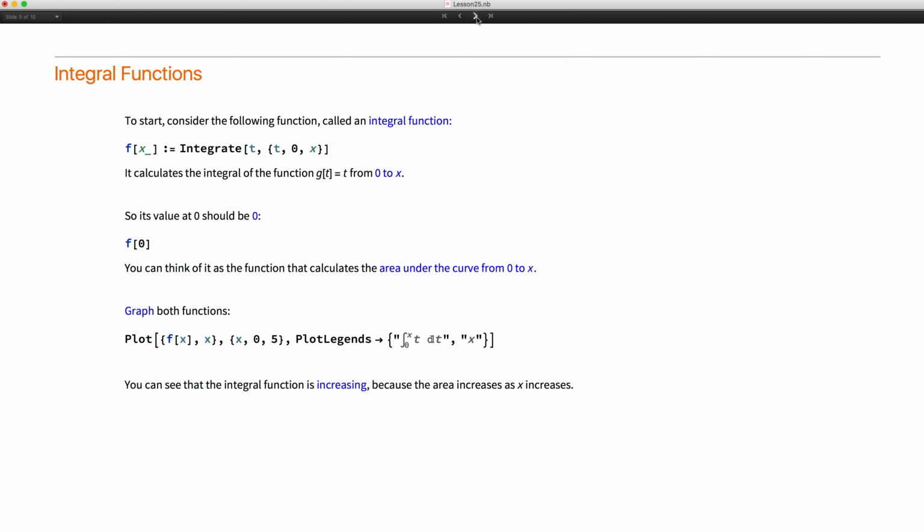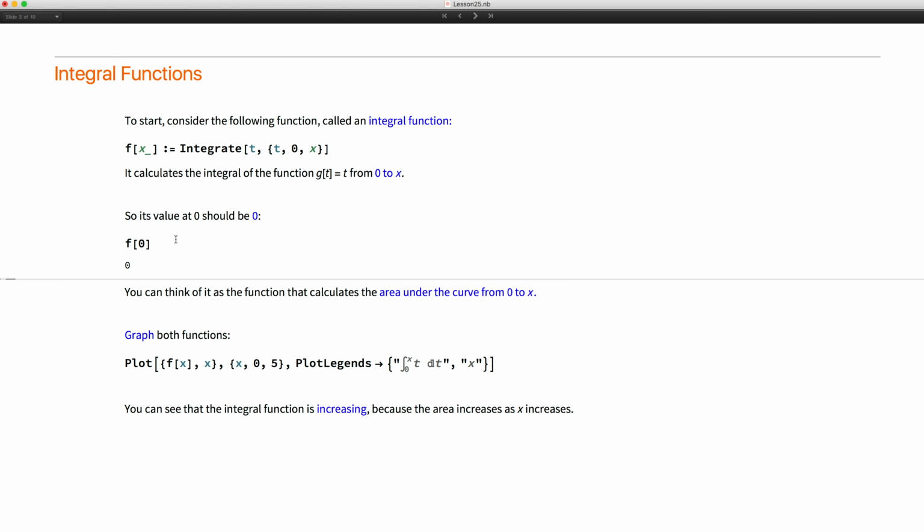Okay, so let's begin with the idea of an integral function. So here I'm defining a function of x, which is given by the integral of t from 0 to x. So basically what it does is it takes the function g of t equal to t and integrates from 0 to x. Now obviously, if x is 0, then the value is 0 because you're integrating from 0 to 0, so you get back 0.